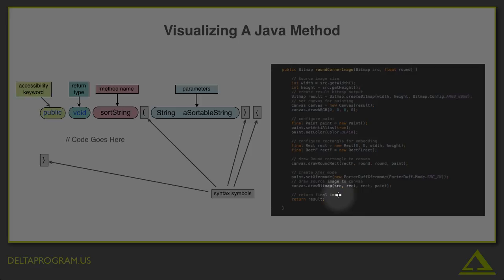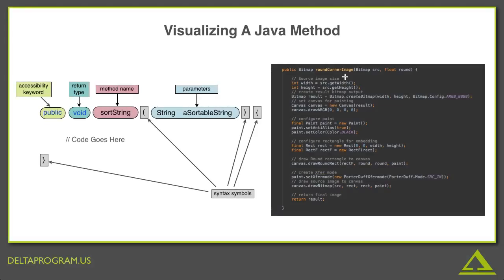The parentheses here and here are most helpful in telling us where to look for the method name. And as we can see, the method name comes before, and is in this case, round corner image. So when you refer to this method elsewhere in the code, you should expect to see round corner image as the name used. Notice also the camel case used to define the method name with the lowercase r, capital C, capital I.